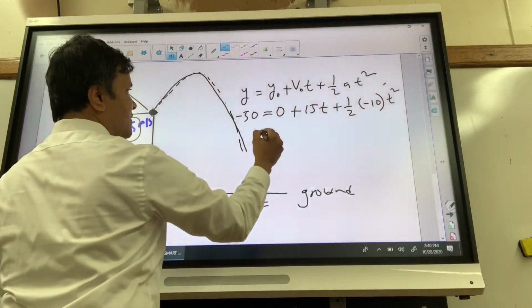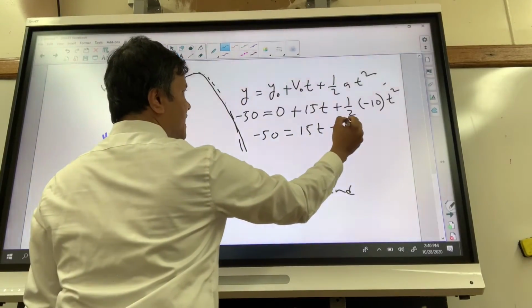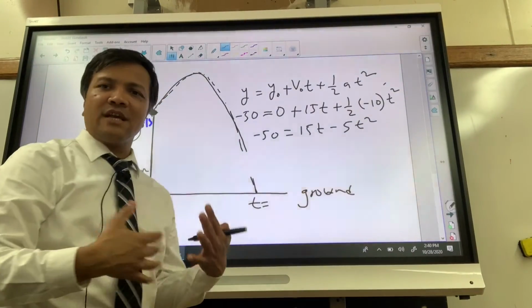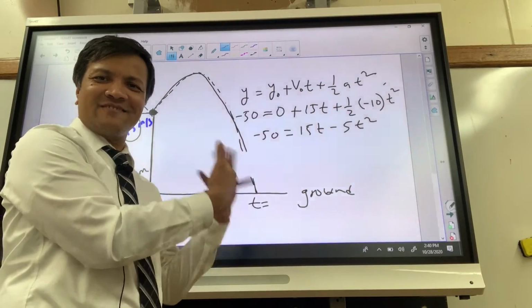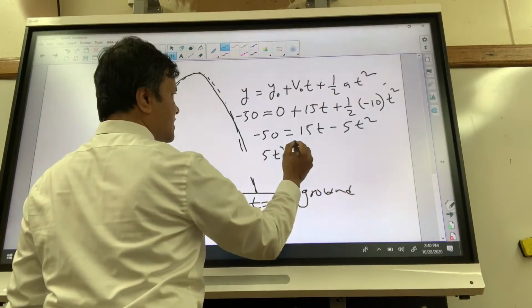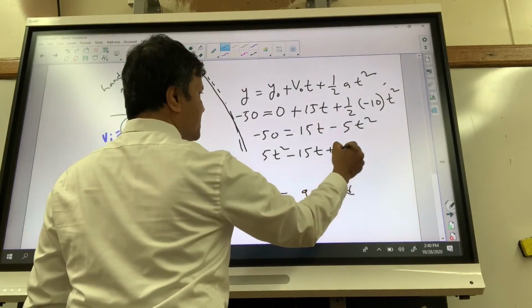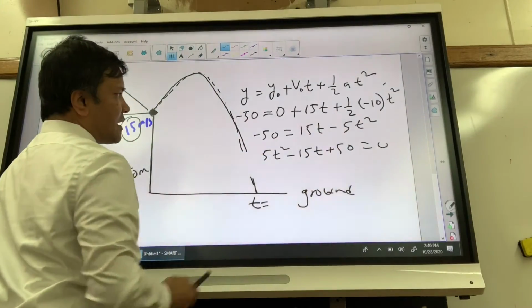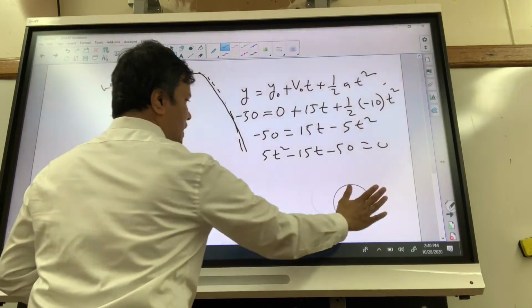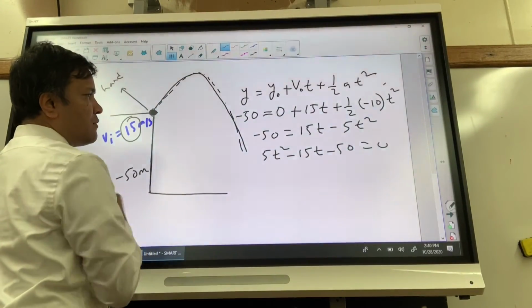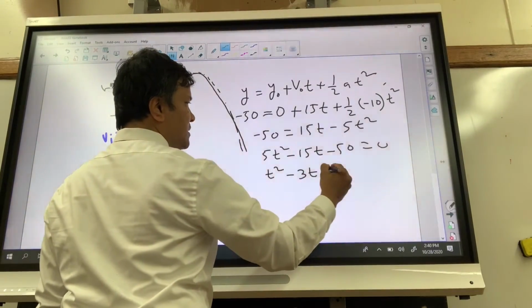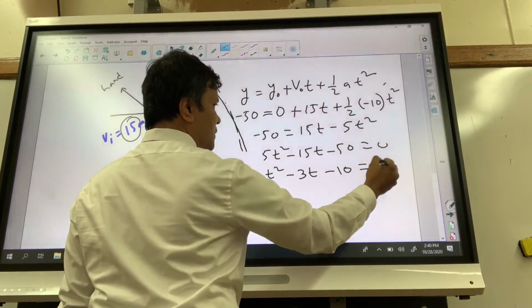So what do we have? Negative 50 is equal to 15t minus 5t squared. So I have a quadratic equation. So yes, projectile motion creates a parabola. You see that, the second degree polynomial. Now I can rewrite it as 5t squared minus 15t minus 50 is equal to 0. Now the greatest common factor is 5. So t squared minus 3t minus 10 is equal to 0.